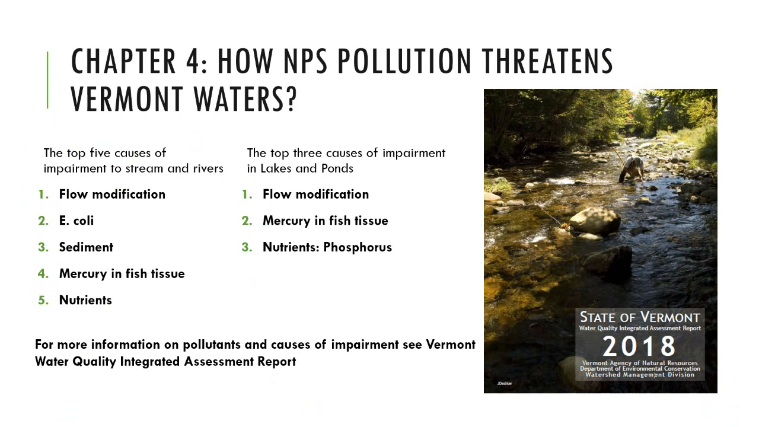So again, there's a lot of information in chapter 4. If you want to know more about what's the status of Vermont's water, there's a great report called the Vermont Water Quality Integrated Assessment Report. It talks about all the different impairments to streams and rivers, lakes and ponds, and basically it shows how we're doing with respect to those pollutants. That's another great document to refer to.